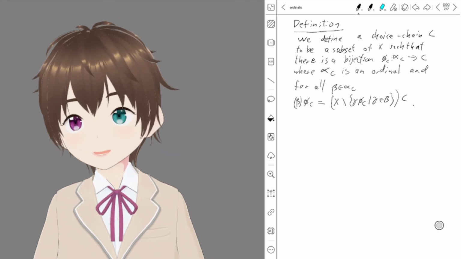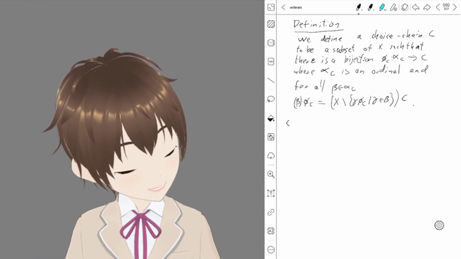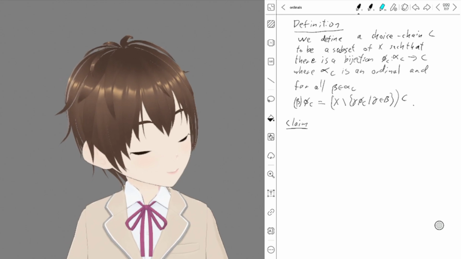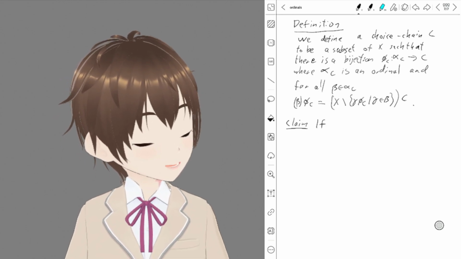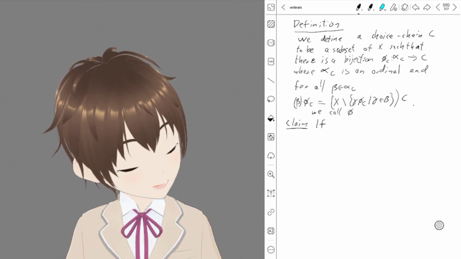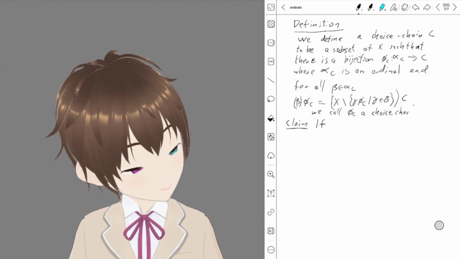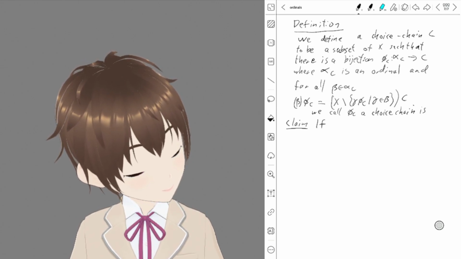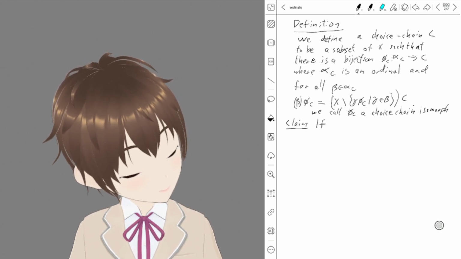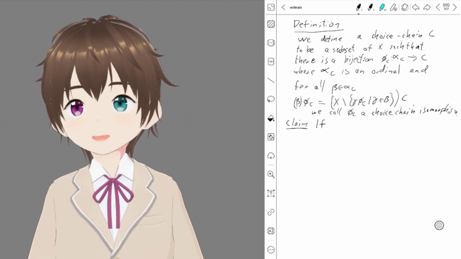They're essentially unique given an ordinal, if there is a thing which does it. So here's a claim about choice chains. And we call this phi thing a choice chain isomorphism. We call phi C a choice chain isomorphism. It's preserving the structure that I'm trying to define on the image from an ordinal.